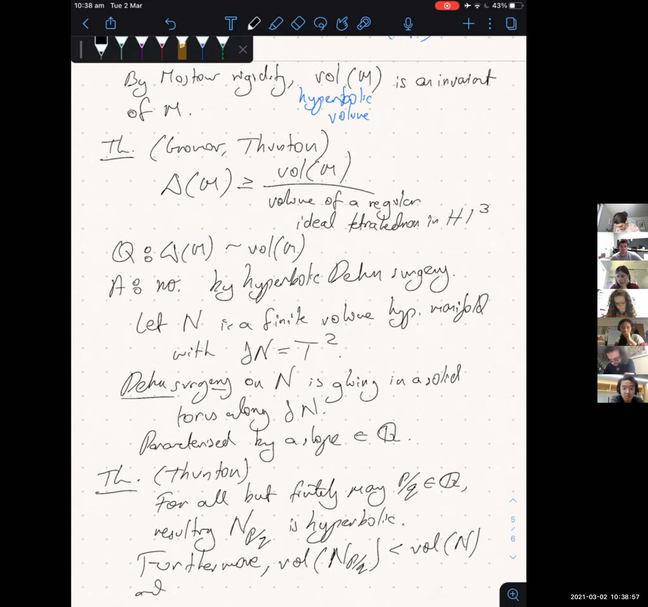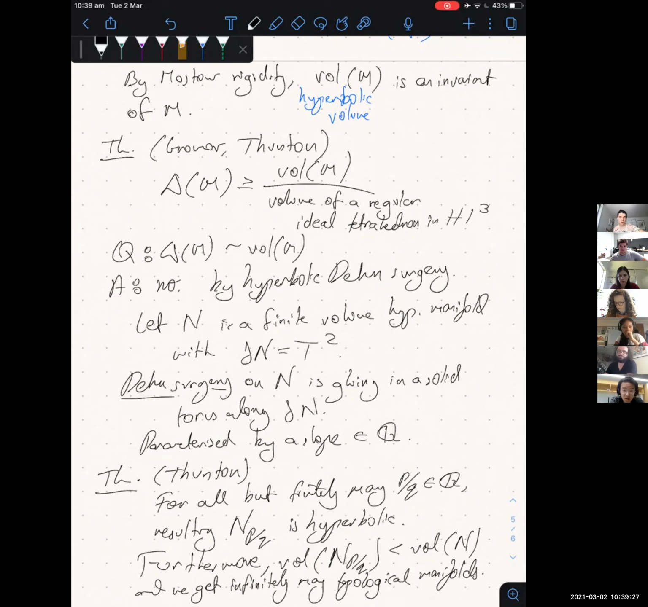And we might worry that maybe we're just getting the same hyperbolic manifold over and over and over again, but in fact, this isn't the case. So we get infinitely many topological manifolds. So this is telling us that we can't get this relation.